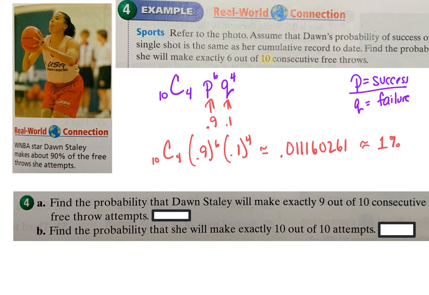One, your successes should be 9, exactly 9. So it should be a combination of 10 things. Remember, your successes and your failures add up. So this is going to match the second one. So this is going to be taken one at a time. Successes would be 90% again to the 9th power, 0.1 to the 1st power. Okay. And when you do that, you should get 38.7%.